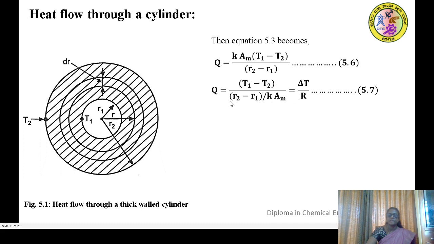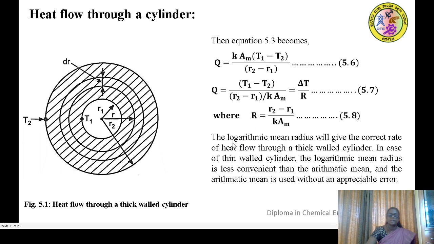So this entire term in the denominator represents the resistance to heat flow in the present case. So then the equation is of the form rate equals driving force divided by resistance. So delta T is T1 minus T2 and R is R2 minus R1 divided by KAM. So where R, capital R is equal to small r2 minus small r1 divided by KAM.